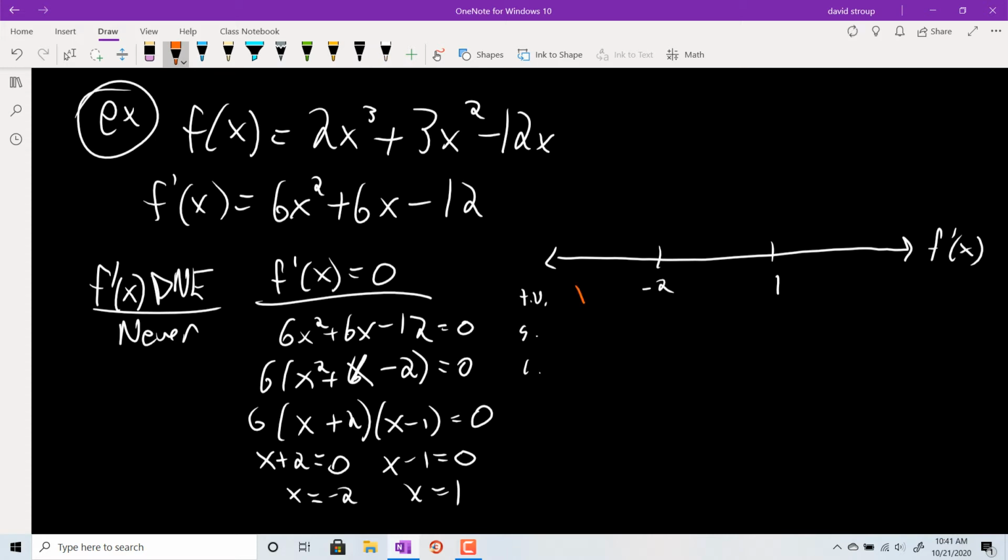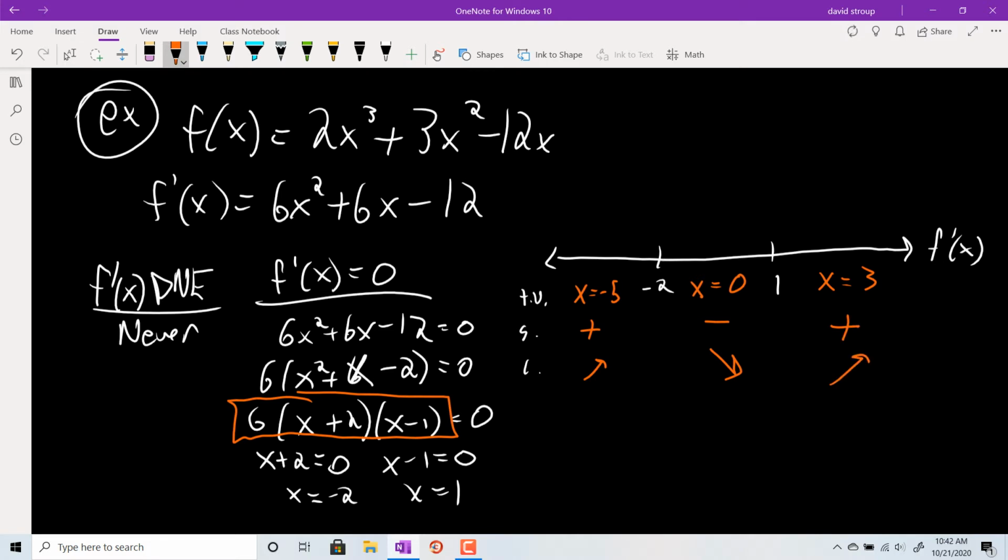Okay, so let's try some. x equals -5, and we're plugging this into our derivative. Now I'm going to use this factored form. -5 plus 2 is negative. -5 minus 1 is negative, times a negative is positive, so it's going up. Try 0. 0 plus 2 is positive. 0 minus 1 is negative, so it's going down. Try 3. 3 plus 2 is positive. 3 minus 1 is positive. Positive times positive, it's going up. So based off of the analysis, it's going up and then down around -2. So there's a hill there.